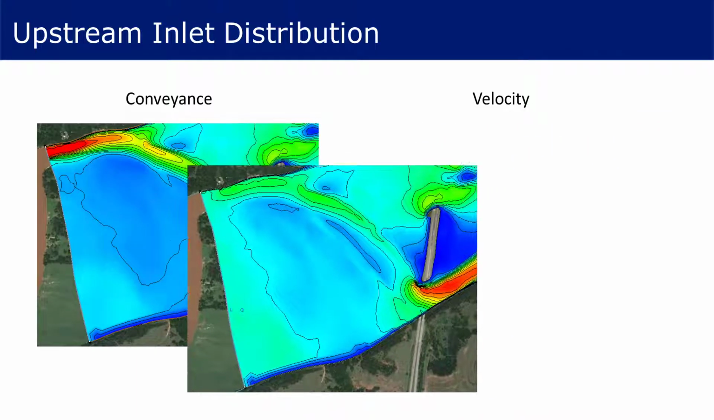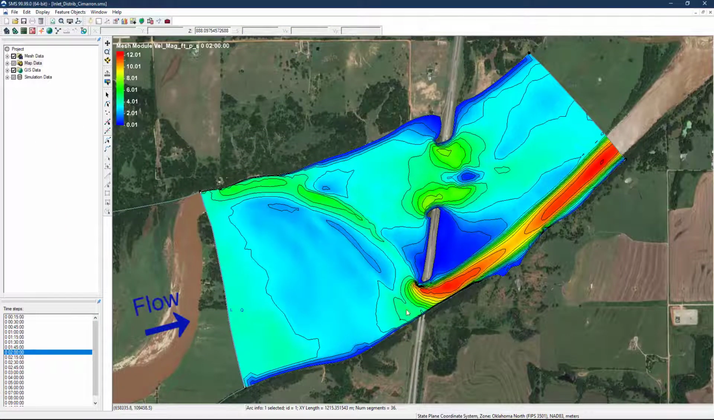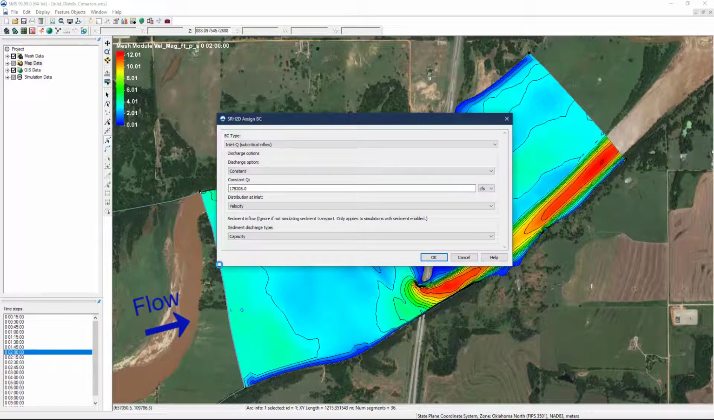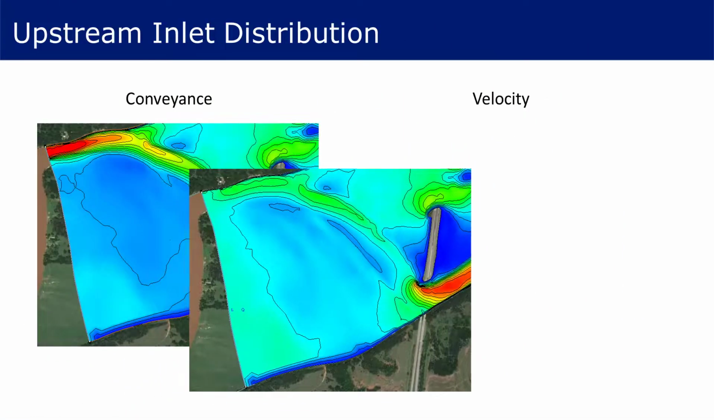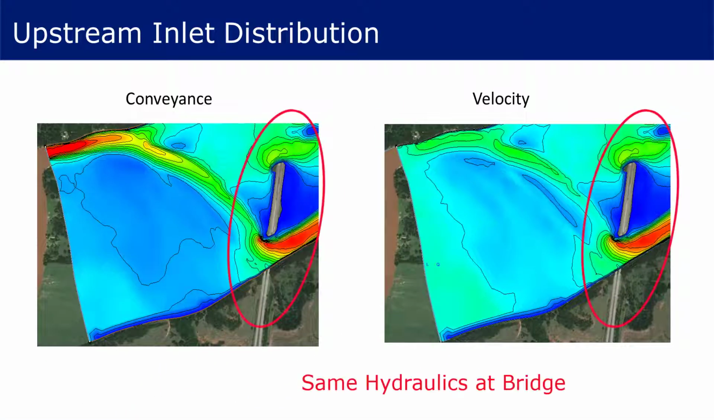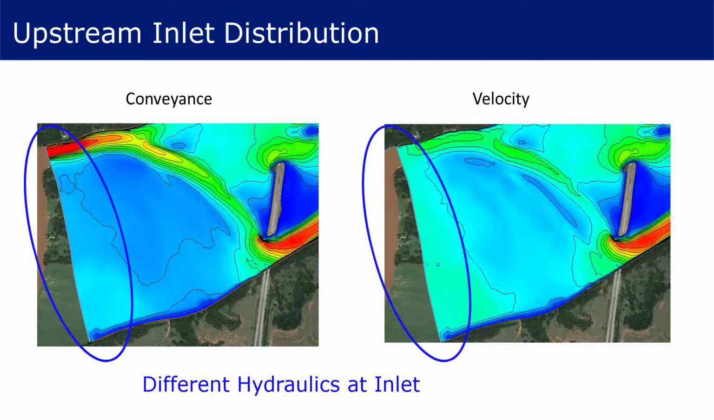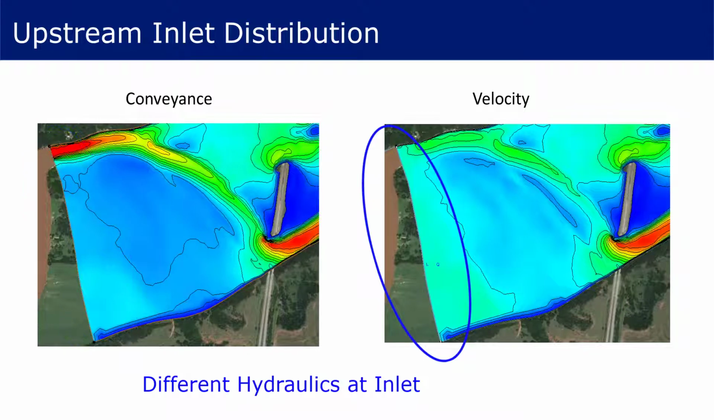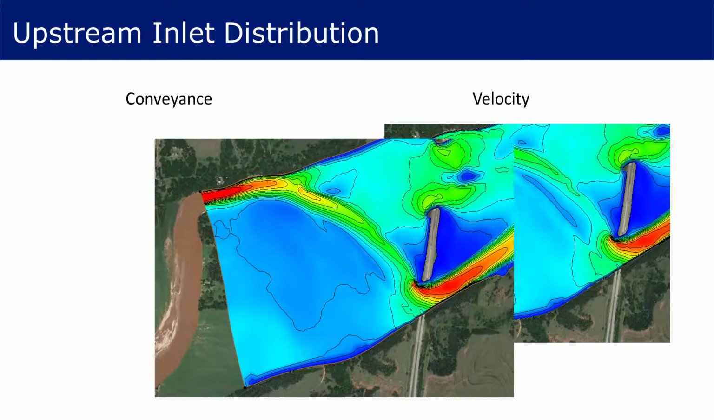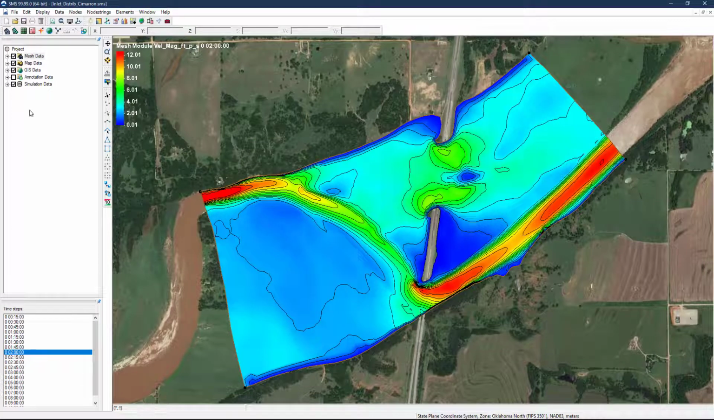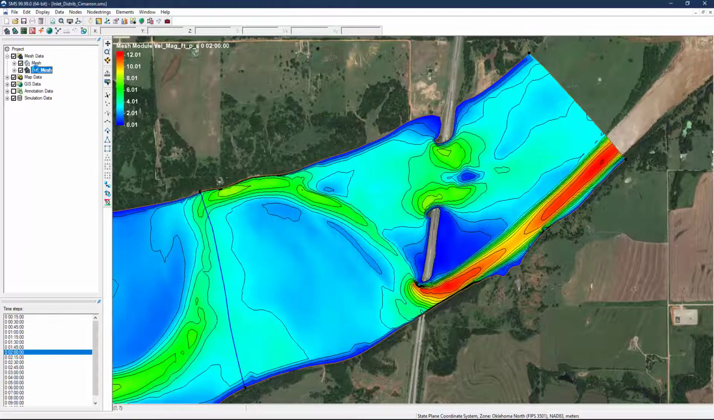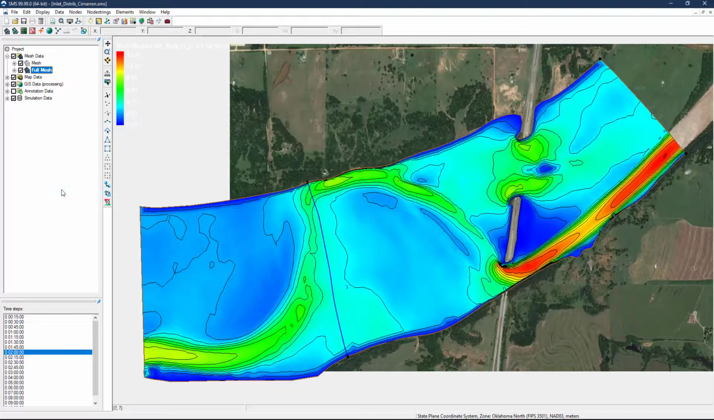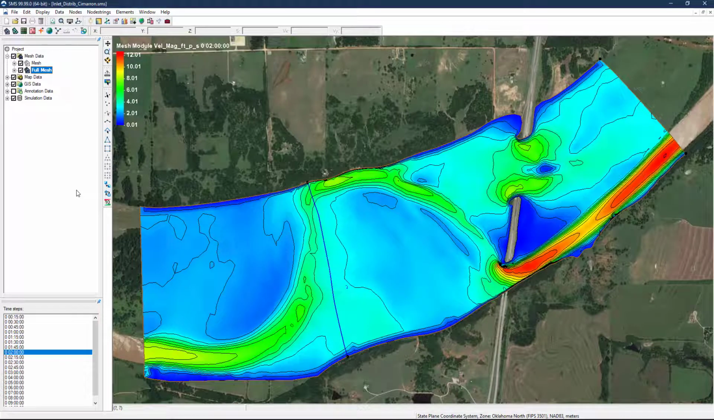On the right is the same model at the same discharge where the inlet distribution type was velocity. Again, the hydraulics at the bridge crossing are essentially the same, but are significantly different at the inlet. In order to better determine the appropriate inlet distribution type, the hydraulic model was expanded further upstream. This provides a reference point for the flow behavior at the inlet of the sediment model boundary.